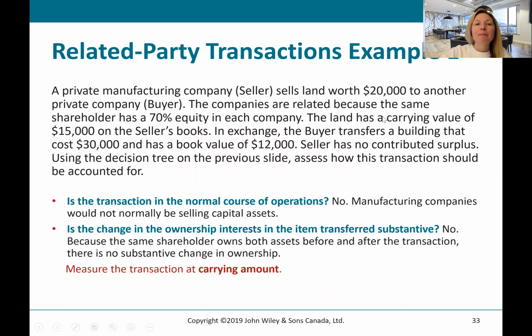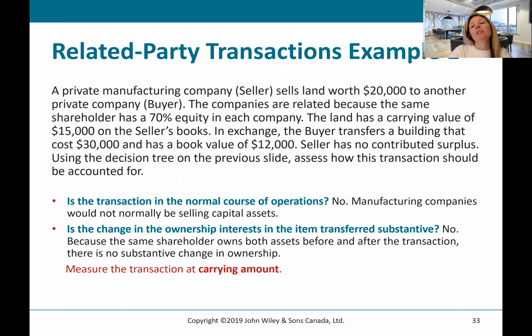So let's look at an example of related party transactions. A private manufacturing company sells land worth $20,000 to another private company. The companies are related because the same shareholder has 70% equity in each company. The land has a carrying value of $15,000 on the seller's books. In the exchange, the buyer transfers a building that costs $30,000 and has a book value of $12,000. The seller has no contributed surplus. Using the decision tree, assess how this transaction should be accounted for.